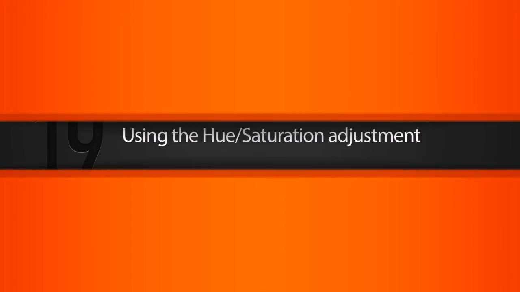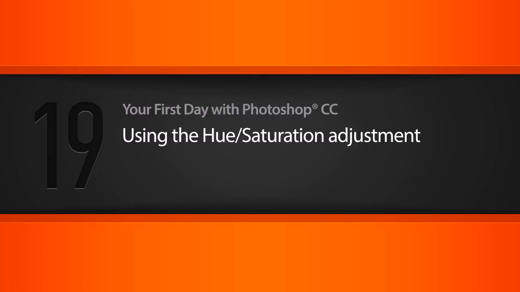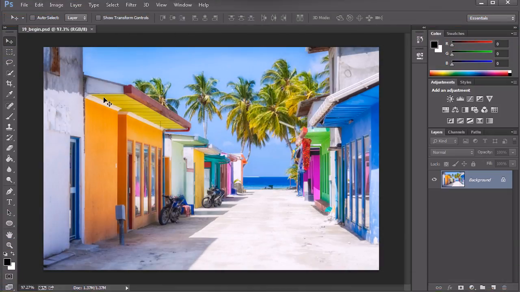In this lesson, we'll learn how to use the hue saturation adjustment inside of Photoshop. All right, so go ahead and open up the Lesson 19 Begin file with me. We've looked at the brightness contrast adjustment, the levels adjustment, and now the curves adjustment. But there's really one other adjustment that I wanted to show you how to use inside of this course. It's a very common adjustment, and I use it quite a bit. So in this lesson, we're going to talk about the hue and saturation adjustment.